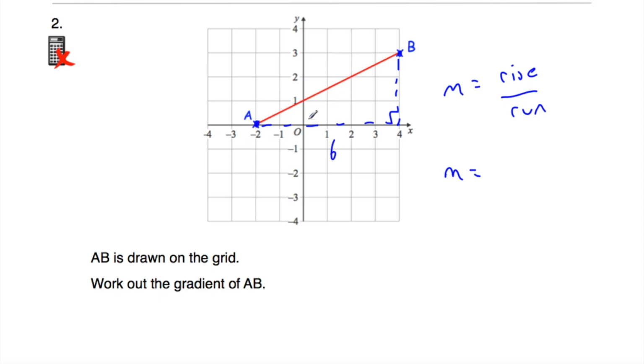Again, I'm avoiding counting the squares. Again, this one's actually quite nice because it is just going across by 1 each time and going up by 1 each time anyway. So that's quite a nice question, but it's not always the case. So just be careful there. So the run is 6. We're going 6 across from -2 to 4.